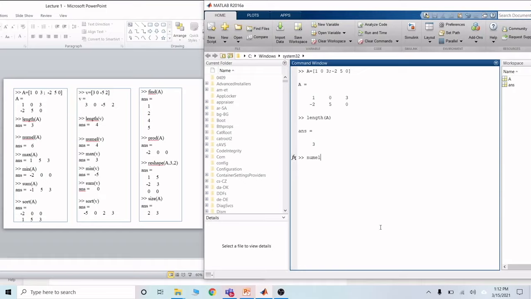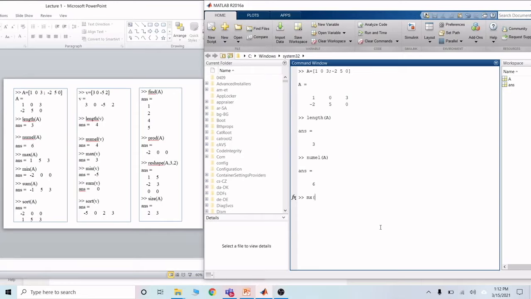numel A. Number of elements. How many elements? 6. The answer is 6. Number of elements.